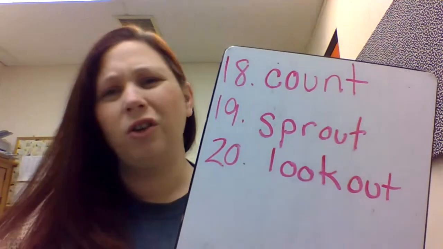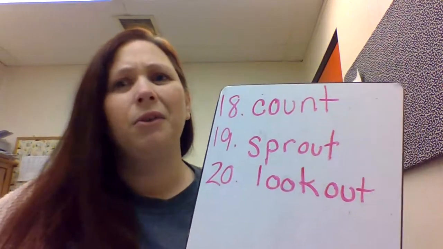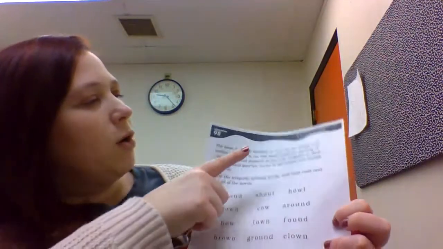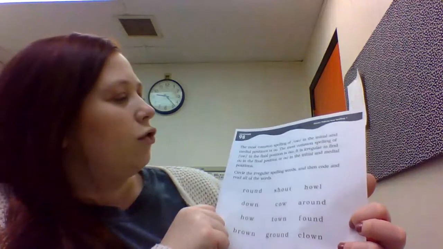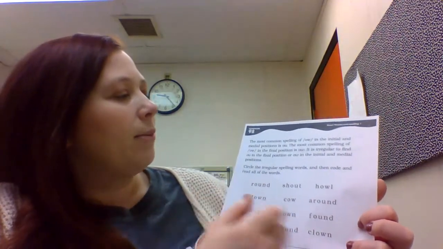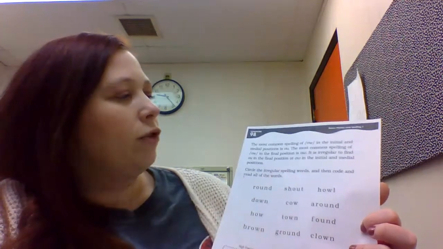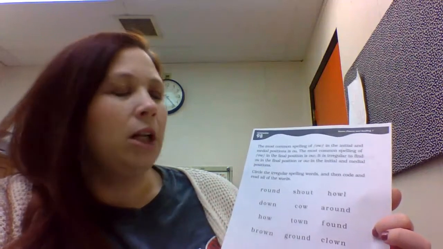I'm going to explain the worksheet on the back because it's different from anything we've ever done. And even I was a little confused when I first read the directions just because it's so different. So the directions say that the ow sound in the initial and medial positions is most commonly spelled OU. That's what we just talked about. And then the most common spelling of the ow in the final position is OW. So it's irregular to find that OW in the middle of a word.